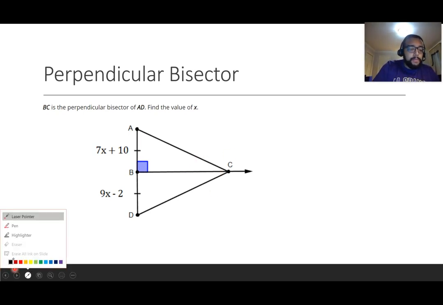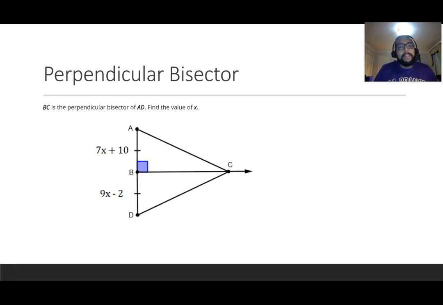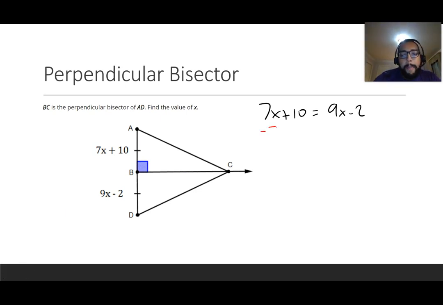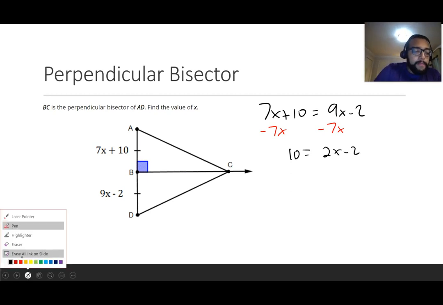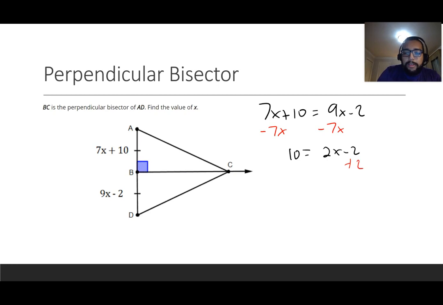So with perpendicular bisector, that word bisector means it's going to cut into 2 equal pieces. So in this case, since we got a perpendicular bisector that is BC, we'll just set them equal to each other. And then we just work from there. So I like to have a positive x value. Again, doesn't matter. That's just up to you. And then from here, add 2 to both sides.